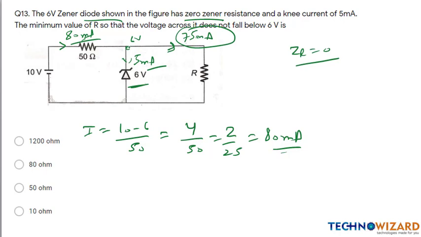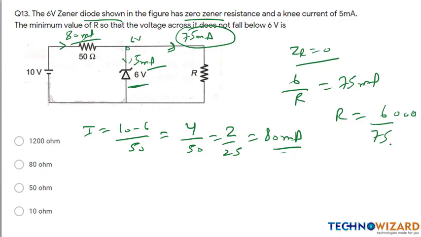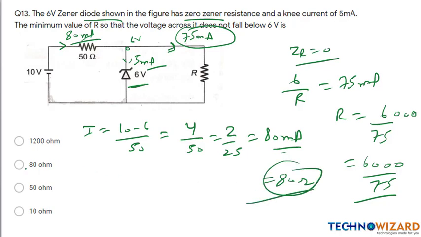Then if we apply KCL in this, I can write 6 upon R, that is the voltage upon resistance, is equal to 75 milliampere. On solving, we can get the resistance, that is 6 upon 75 milliampere. Shifting the milliamps to the numerator, that will be 1000. Then 6000 upon 75 comes out to be 80 ohm. That is, the resistance value is 80 ohm here. Option B is the correct answer.